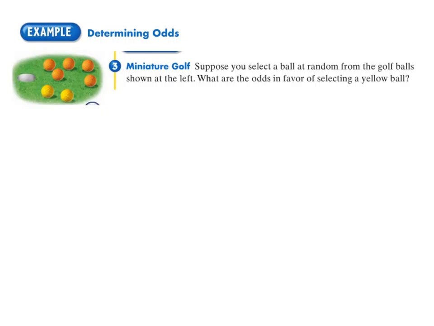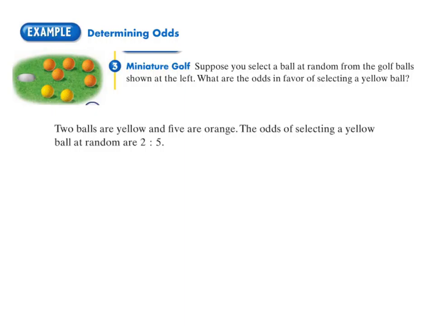Let's look at this problem. Suppose you select a ball at random from the golf balls shown at the left. What are the odds in favor of selecting a yellow ball? So first we have to look for yellow balls. How many yellow balls are there? 2. And how many orange balls? Unfavorable, what we are not looking for. There are 5 orange balls. So the odds in favor of selecting a yellow ball is 2/5.